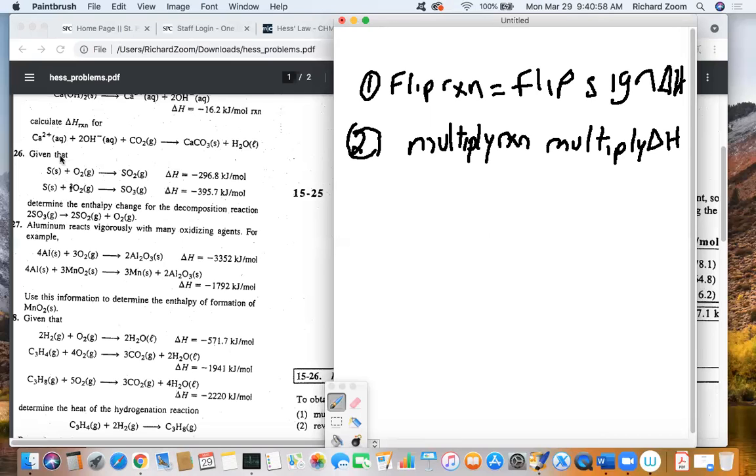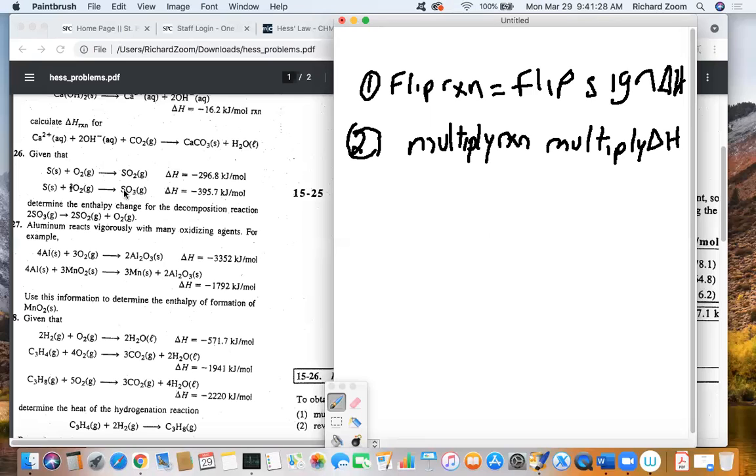So if you look at the two equations we're given here, you see this sulfur solid by itself, and that's not part of the final reaction. So we know that that's going to end up canceling. That gives us a good clue. But when we're looking at this, what I like to do is look at the reactions and look for the reactions where there's only one instance of a certain thing that's in the equation we want.